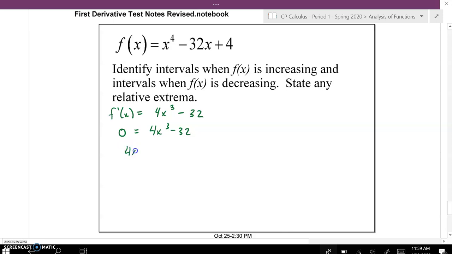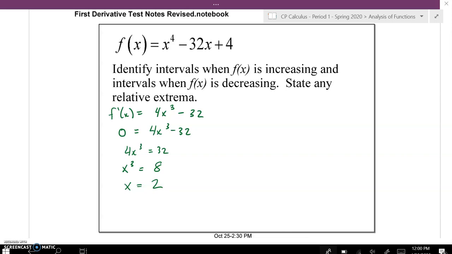Okay, so in this case, I'm going to end up with 4x cubed equals 32. Divide by 4. I'm looking at x cubed is equal to 8, and I take the cube root, and that's equal to 2. All right, so 2 is my critical value. 2 is potentially a point where we are changing from increasing to decreasing, or vice versa.